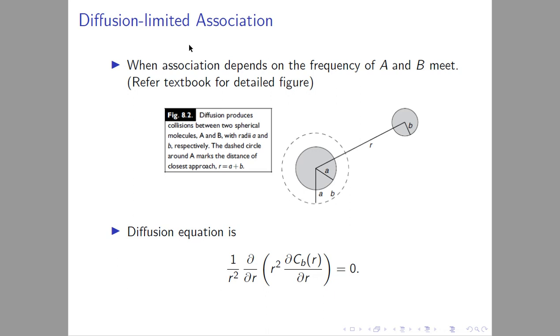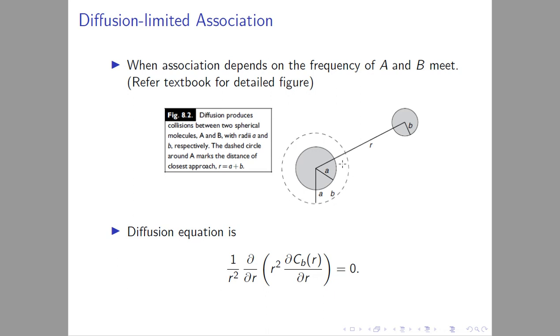Here the association depends on the frequency with which A and B meet. How do they meet? Let's say these are the protein and these are the ligand. A, the protein, is fixed, and the ligand is moving around and meeting A. The nearest region where it can meet A is this dotted region.